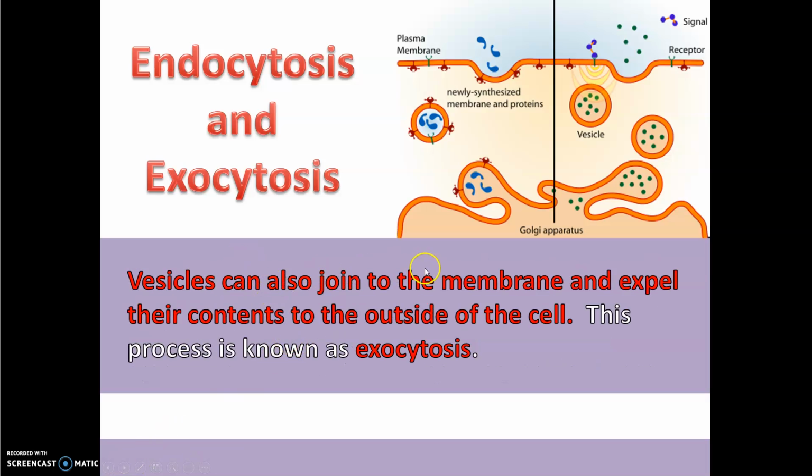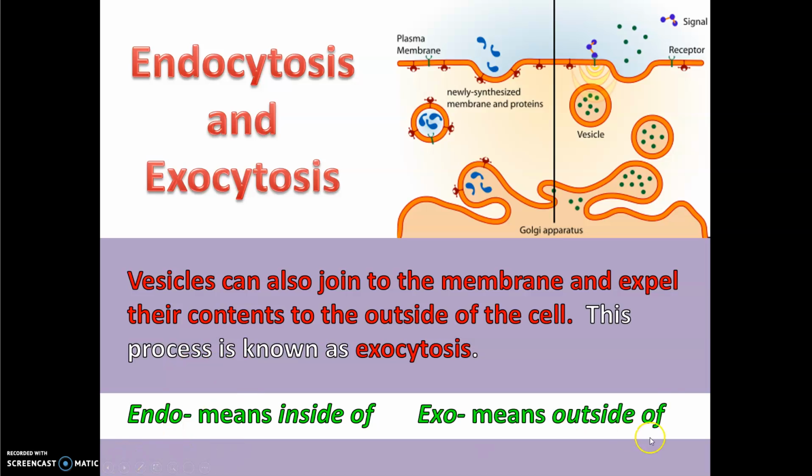Vesicles can also join the membrane and expel their content. So here we have a vesicle being made and it's pushing it out. It's going to join the cell membrane so that it can release these contents. Remember, this is known as exocytosis. Endo means inside of or enter or come in, and exo means outside of or exit, get out of. So think of an exoskeleton, it's on the outside.